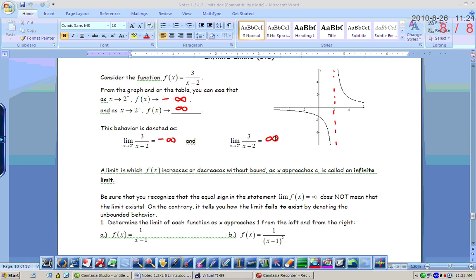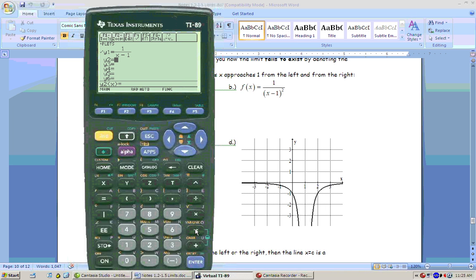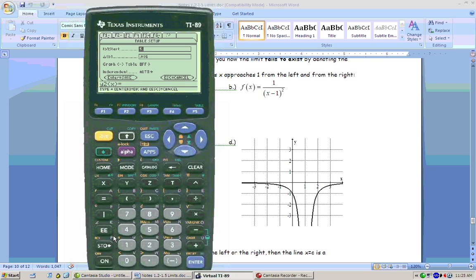All right, so determine the limit of each function as x approaches 1 from the left and from the right. We're going to use our calculator for this. Okay, so there's my function. I could graph this if I want, but I want to have a little bit of practice using the table with these infinite limits. So I want to start my table at x equal 1 because that is where x is approaching. And I am going to leave my delta table as 0.001.